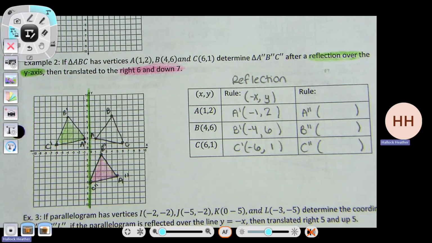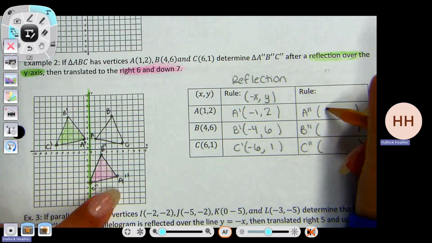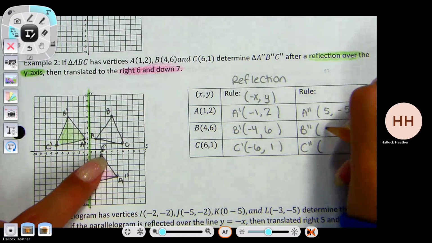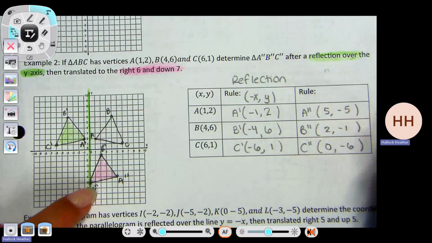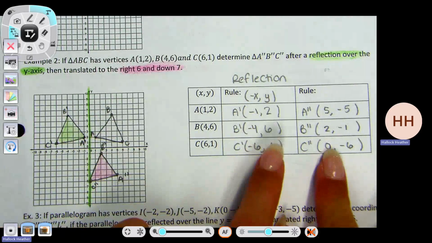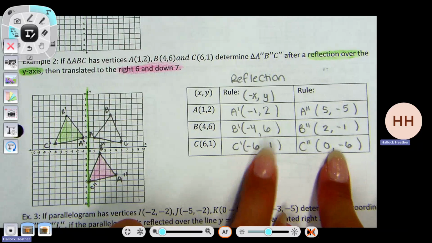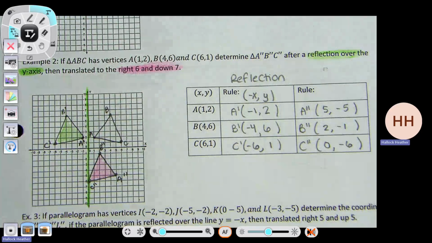So after I move it right 6, down 7, where did A double prime end up? 5, -5. B ended up where? 2, -1. C ended up at 0, -6. Now, if we compare not the original, but what we just moved, notice that the numbers are different. We can't just say the X turns negative and the Y stays the same. That's because when you're moving right and left and down and up, that's changing the exact location. So the numbers are changing.